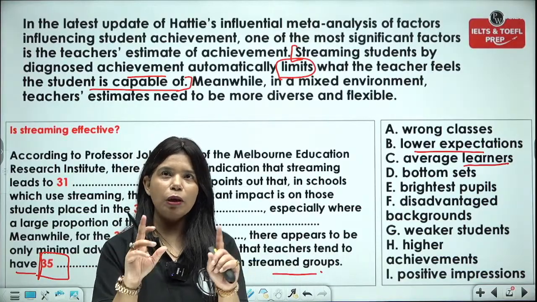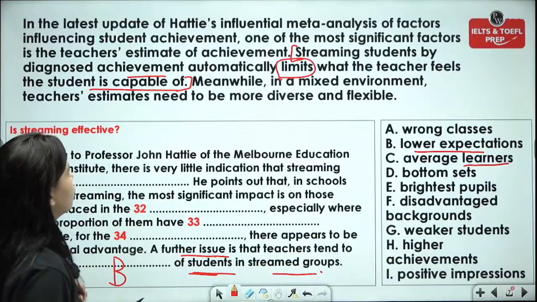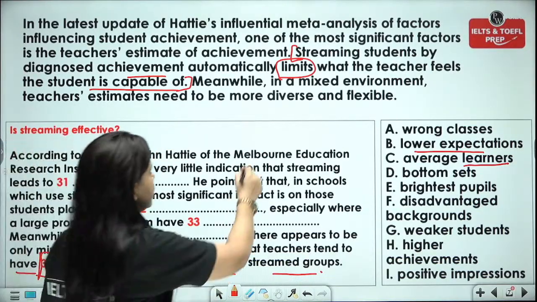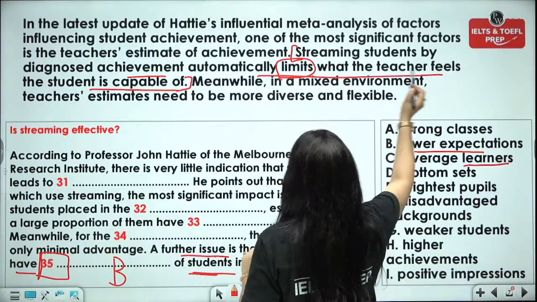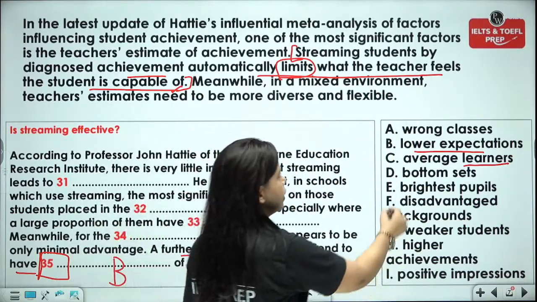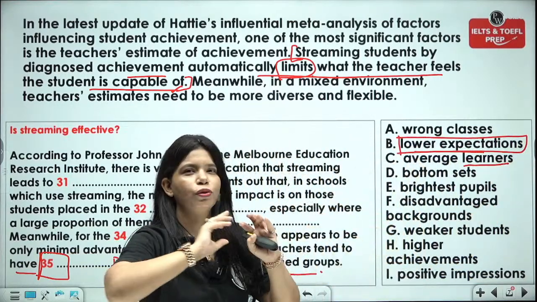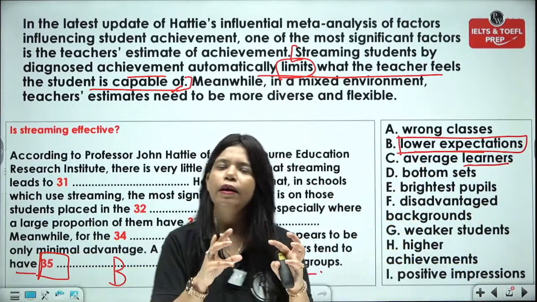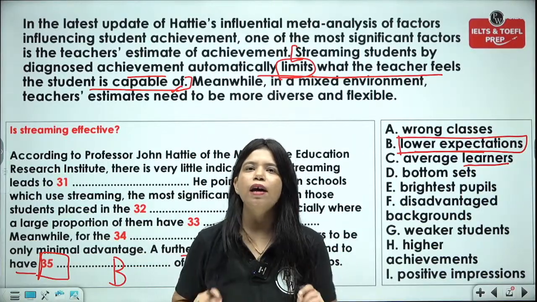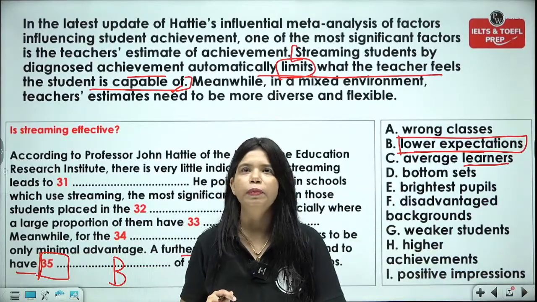Okay, meanwhile, let me quickly explain the last one once again. It says streaming students by diagnosed achievement automatically limits what the teacher feels the student is capable of. That means the teachers start having lower expectations, limited expectations, because teachers know in streaming that this is the below average group, it will give performance of that level only. That's how the expectations become limited. So that's how our answer here is B.